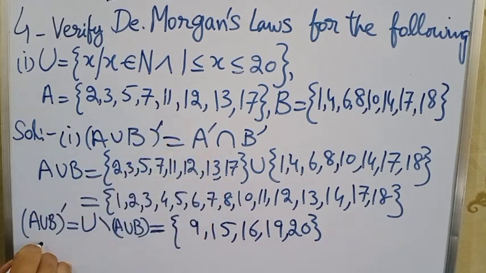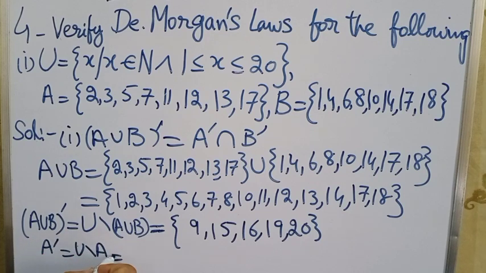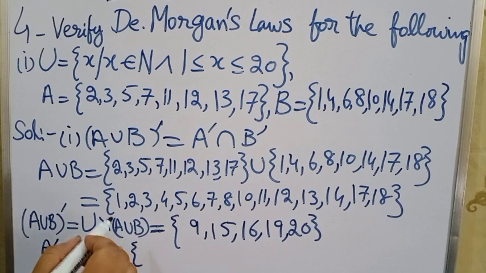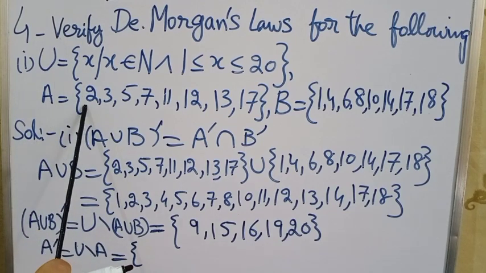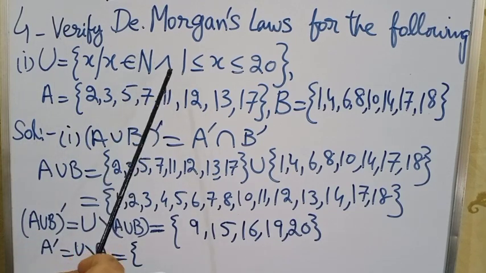Next we have to find A complement. Set A complement means universal set minus set A, all elements of the universal set not included in set A. So this is set A. We count one by one and write in A complement.